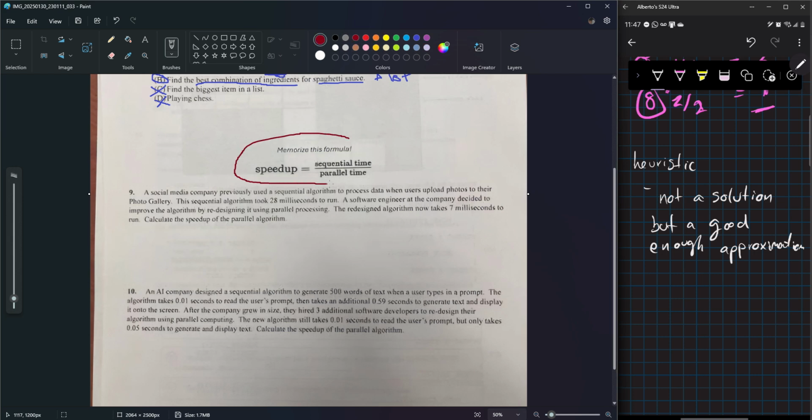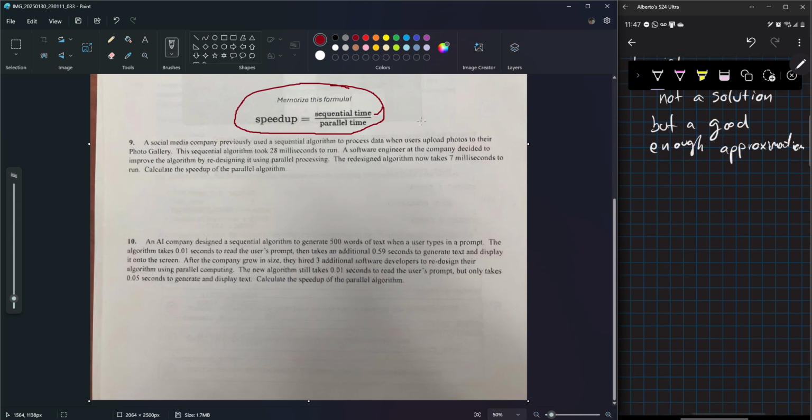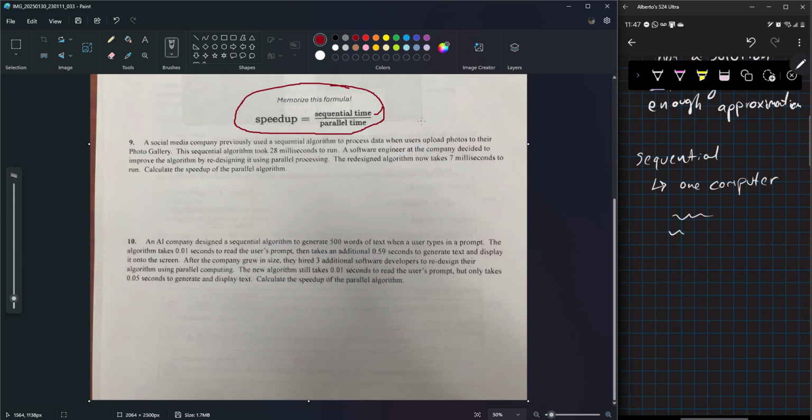Memorize this formula. So you have sequential time. Sequential is one computer. So it does one thing, another thing, another thing in order like this.